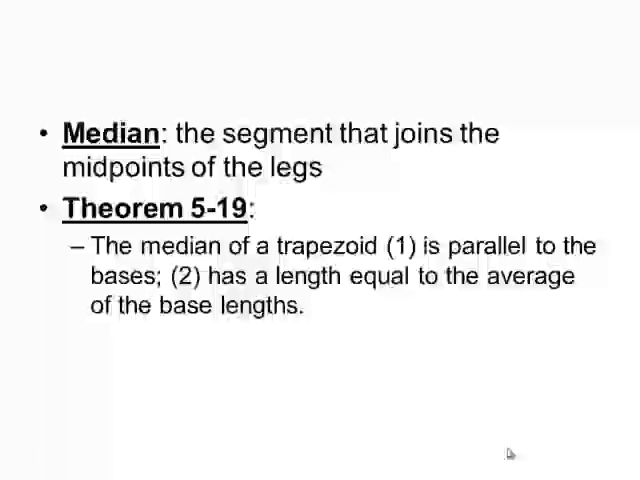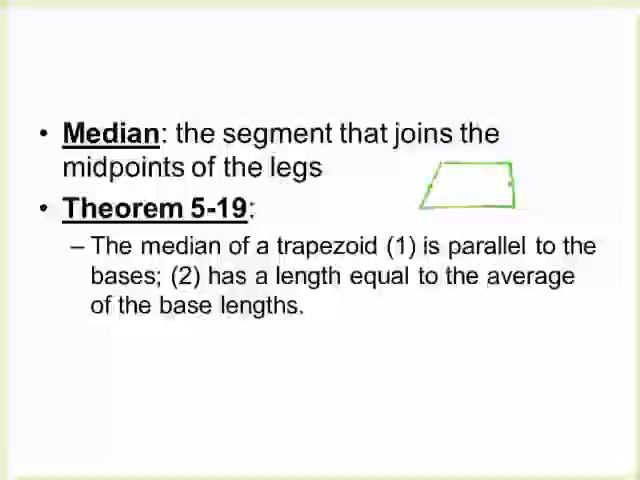The median is defined as being the segment that joins the midpoints of the legs. So if I have a trapezoid and I take the midpoints of the legs and connect them, that's our median. Two facts are true about the median according to Theorem 5.19. It is going to be parallel to the bases, so it splits that trapezoid into two trapezoids. And also its length is going to be the average of the bases.